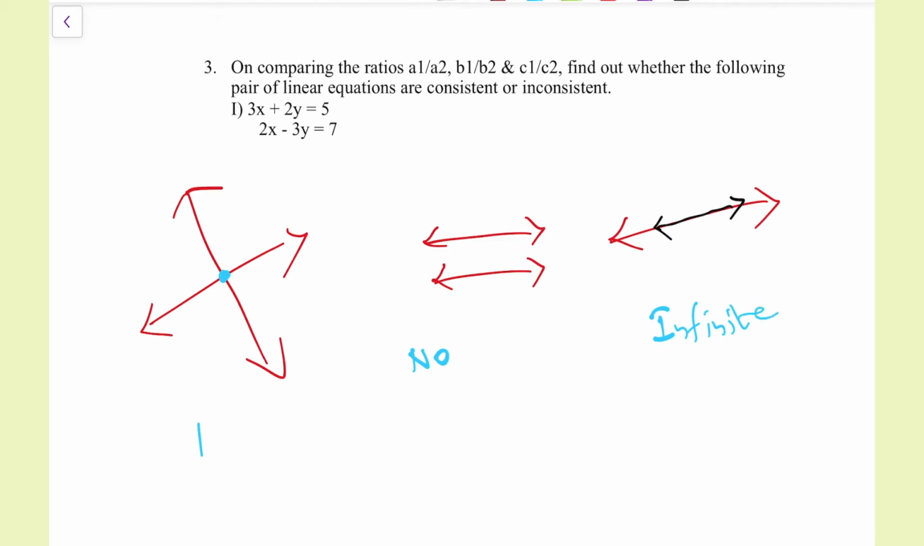Consistent means which has a solution. Intersecting lines have a solution, coincident lines have a solution, but parallel lines don't have any solution. So intersecting lines as well as coincident lines come under consistent pair, whereas parallel lines come under inconsistent pair, because parallel lines don't have any solution. We need to find out whether a solution is there or not. Come on then, let us check one by one.